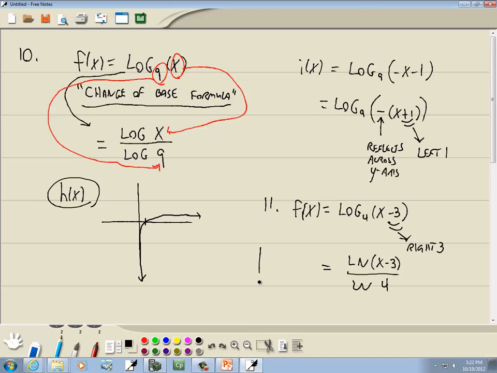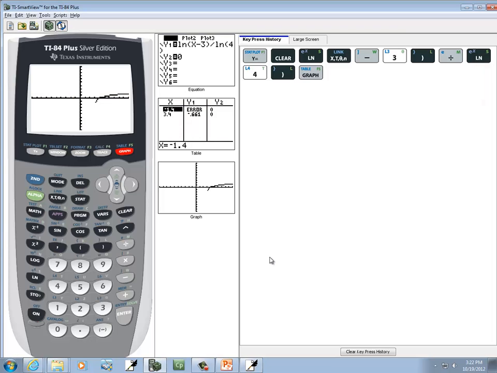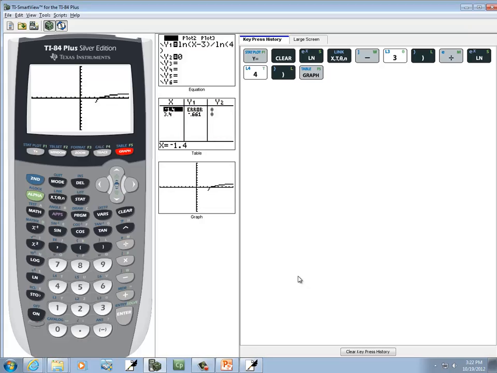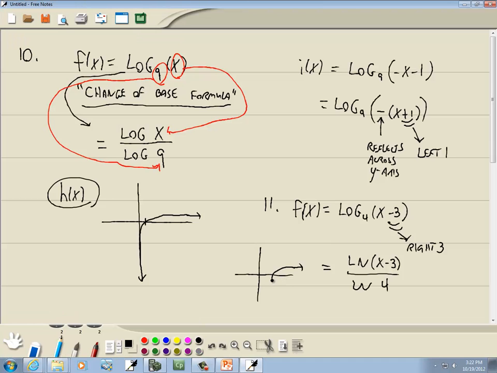Well, it does look like it's been shifted right 3. And our graph looks something like that. And it doesn't just stop. It keeps going down forever like that. It just became so vertical that the calculator gets confused and drops off part of the graph.